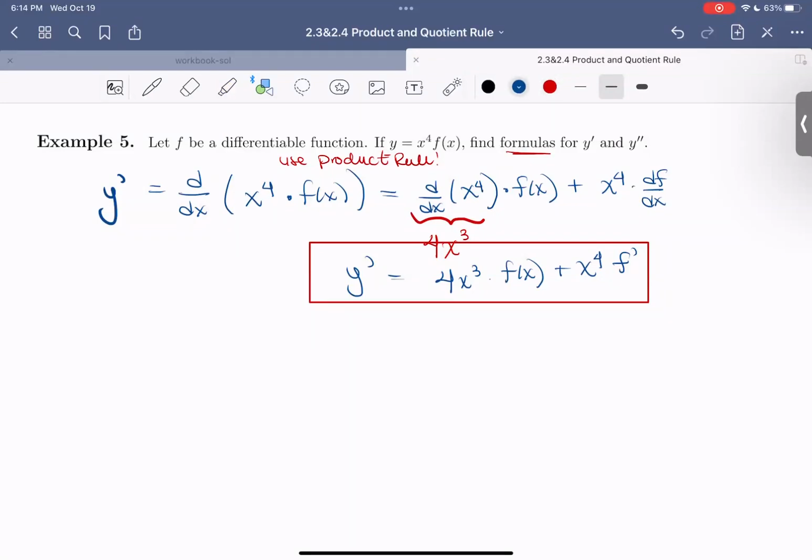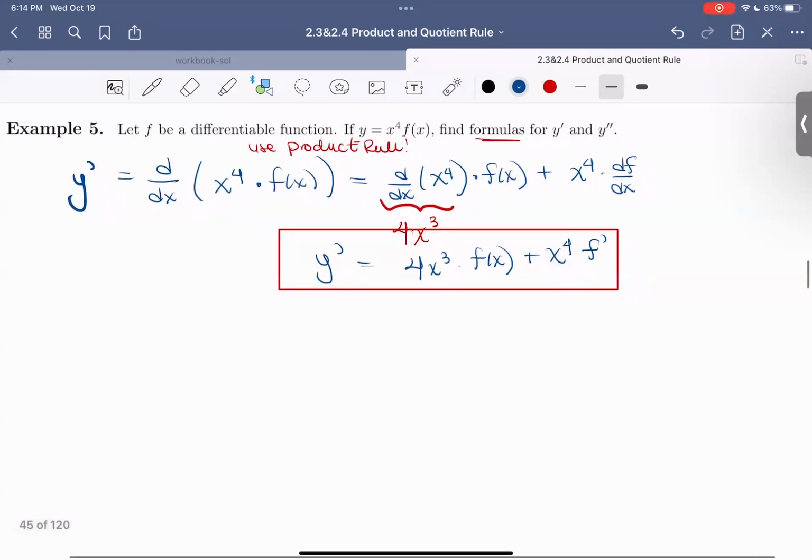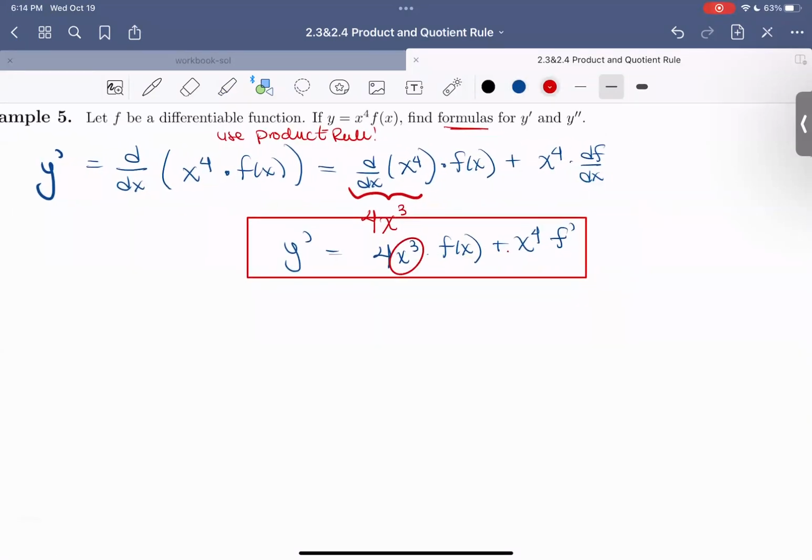Now there are different ways that we could simplify this. For example, we could pull out an x cubed from each. So if you are interested, what would that look like? That would look like x cubed times 4f plus x times f prime of x. But it's kind of preference depending on what looks simpler.